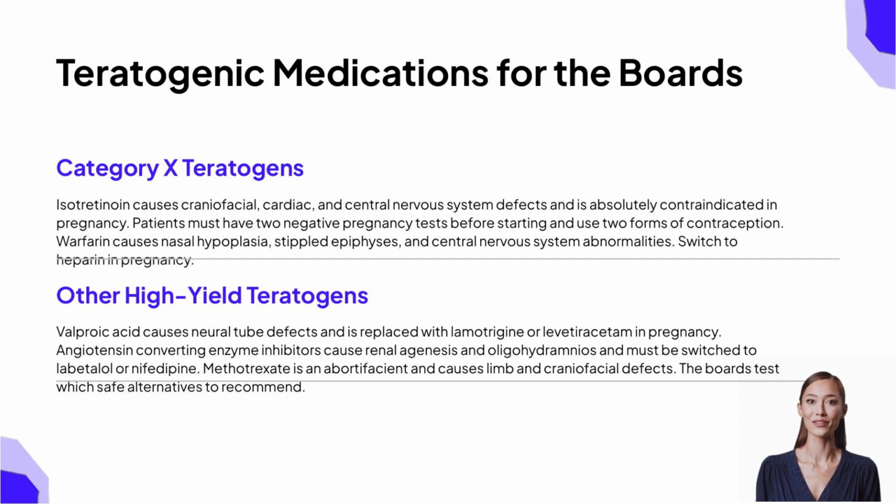Warfarin is another classic board teratogen. It causes nasal hyperplasia, stippled epiphyses, and central nervous system abnormalities. The key board pearl is to switch warfarin to heparin during pregnancy, since heparin does not cross the placenta.